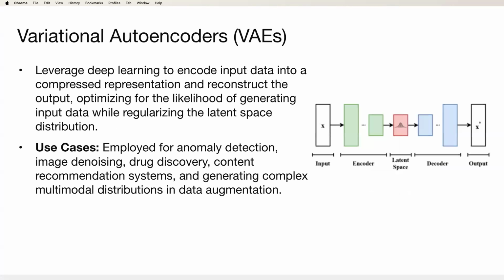And the last model here is the variational autoencoders. And they're a different breed within the machine learning landscape.